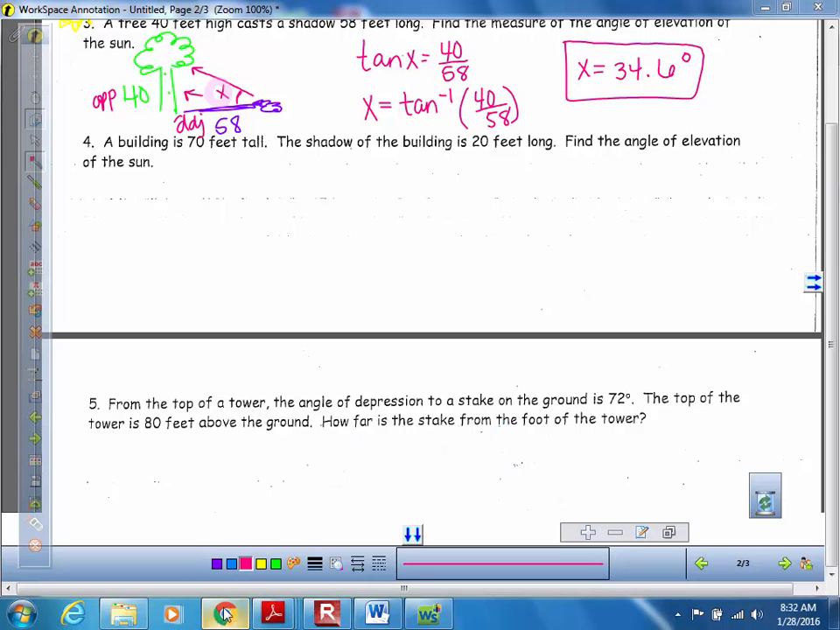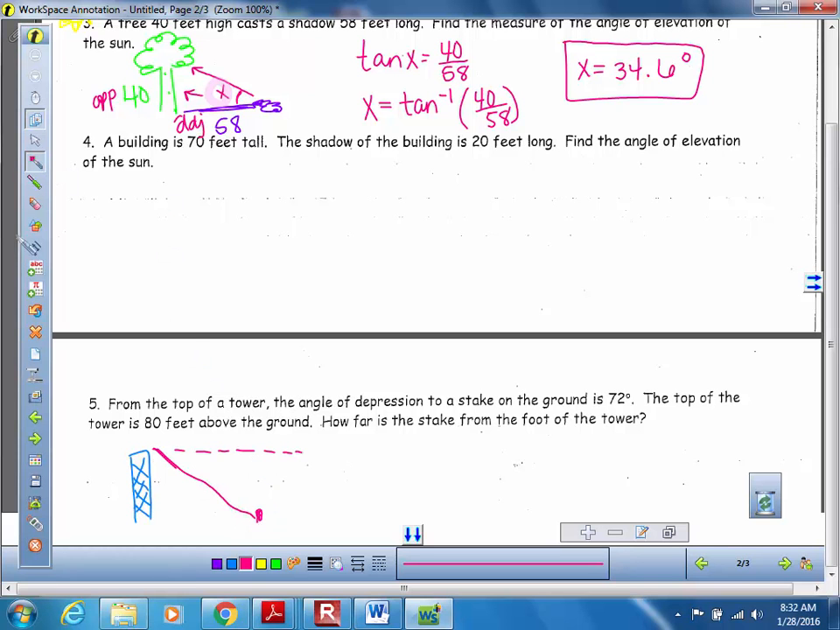So the first thing I want to do is I want to draw my tower. And you can just draw lines. I just like to make it fun and draw pictures. It says from the top of a tower, the angle of depression to a stake in the ground is 72. So this is going to be my stake. So if I am on top of this building, my eyesight is going out, but I want to look down at the stake. Let me redo that. That's not a very good line.